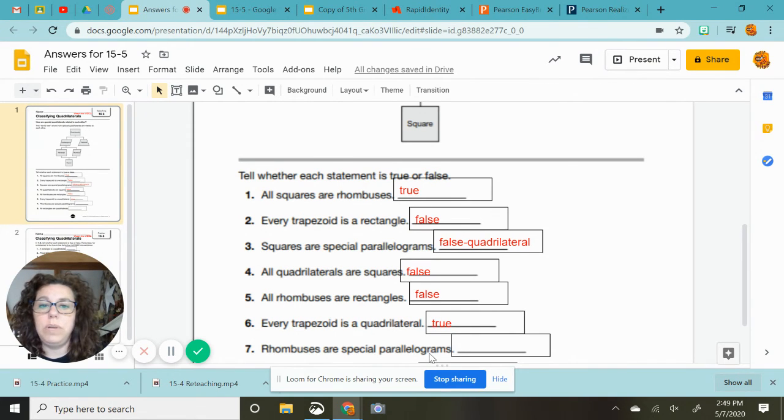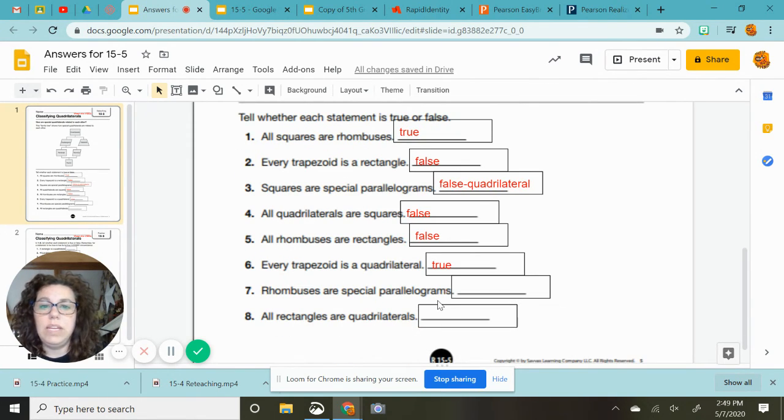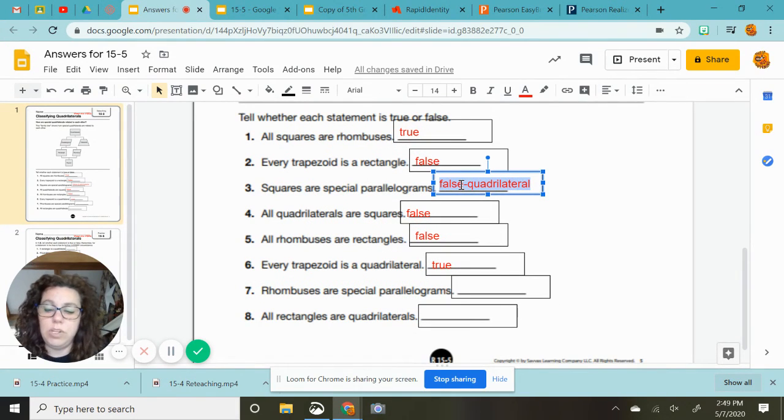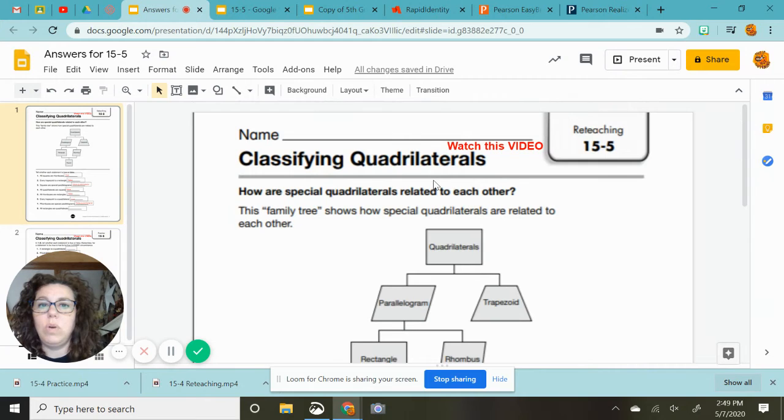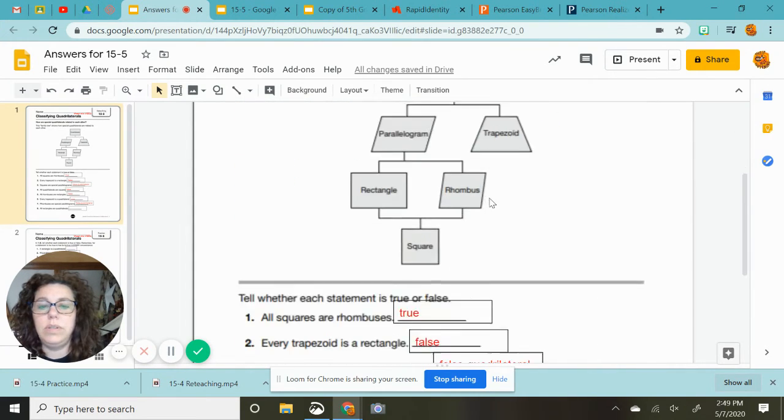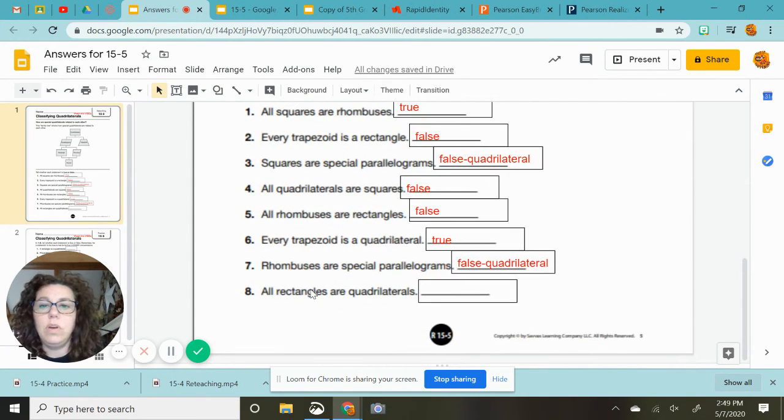Rhombuses are special parallelograms. Well, again, I'm not sure. I'm going to put false for this. And then I'm going to go look at the answer key. So just bear with me on that. Because the title is all about quadrilaterals. So, okay, all rectangles are quadrilaterals. That is true.